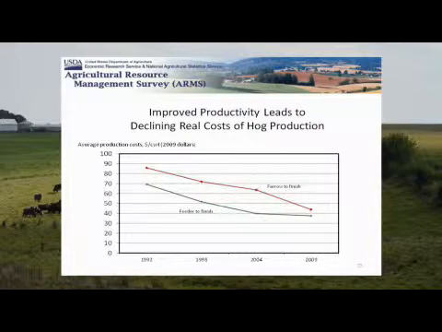That shows up in this chart. That improved productivity leads to declining real costs of hog production. Here we're showing average production costs per hundredweight, adjusted for changes in input prices, that is adjusted for inflation, and we're tracking them over time from 1992 through 2009. And what we can see is substantial declines over time in costs of production, which in turn are tied to declines over time in real wholesale prices for pork and, to a more minor extent, to retail prices.